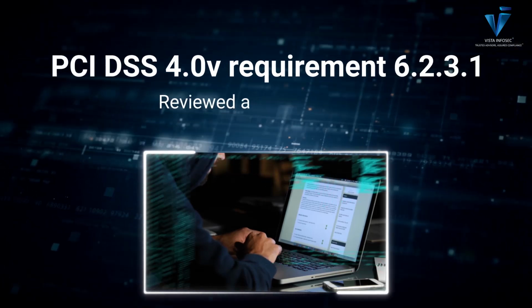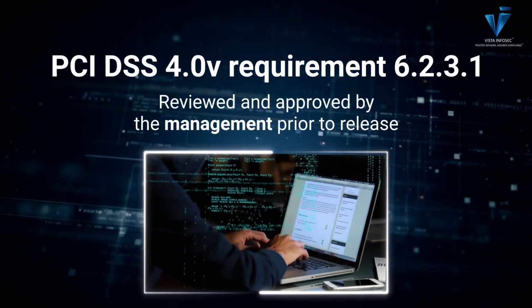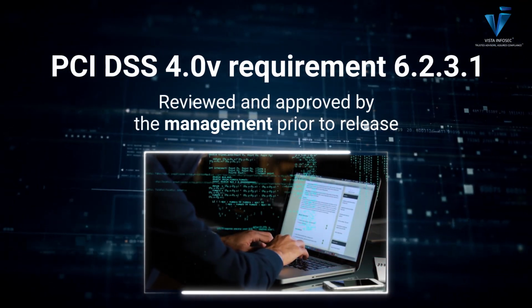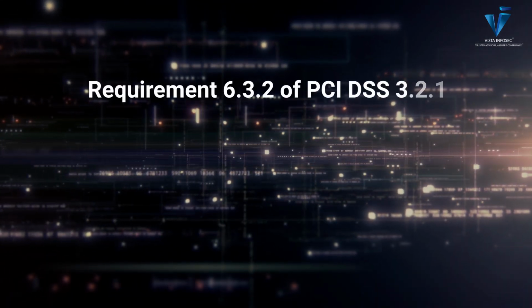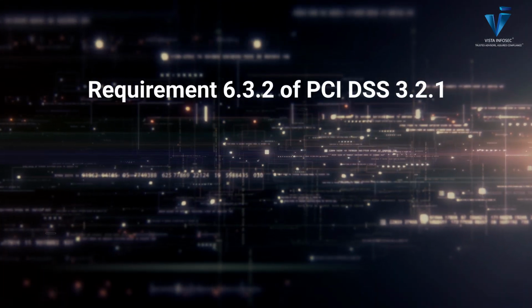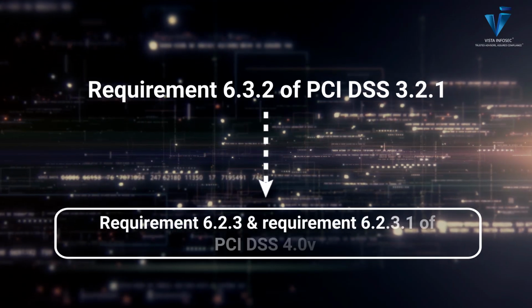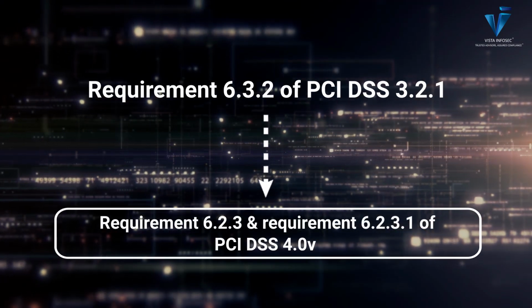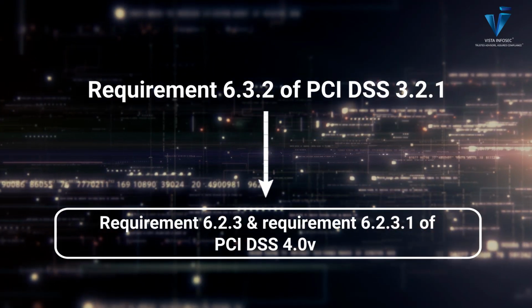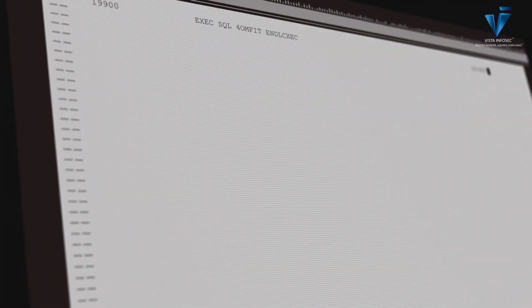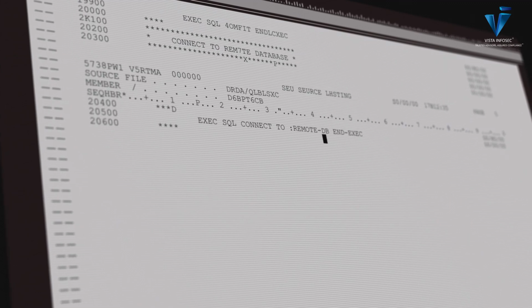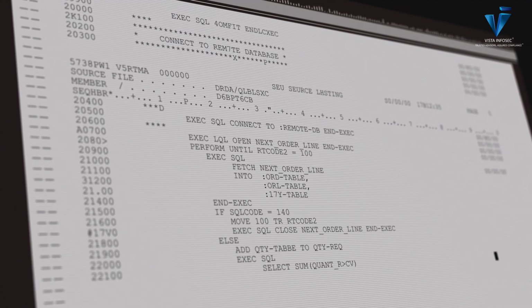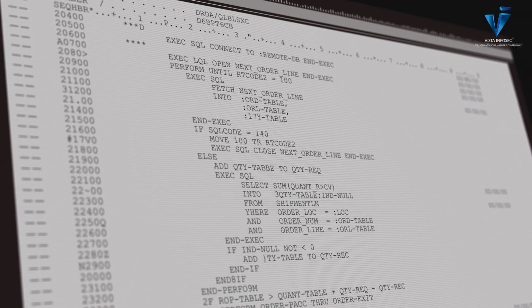Now, this should further be reviewed and approved by management prior to release. So again, by and large, it's the same. And if I summarize it, requirement number 6.3.2 of PCI DSS 3.2.1 was essentially moved to requirement 6.2.3 and requirement 6.2.3.1 of PCI DSS 4. Then the requirements are split to separate general code review practices from those where manual code reviews are performed. There is just like a bifurcation and providing more clarity that I saw in this control.